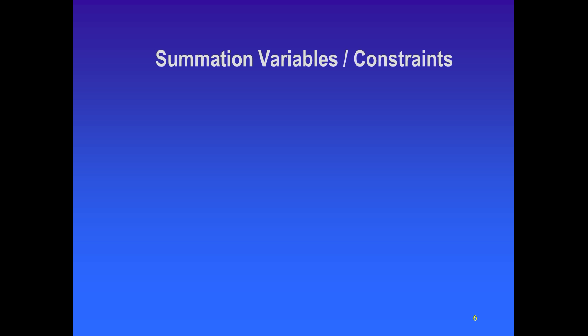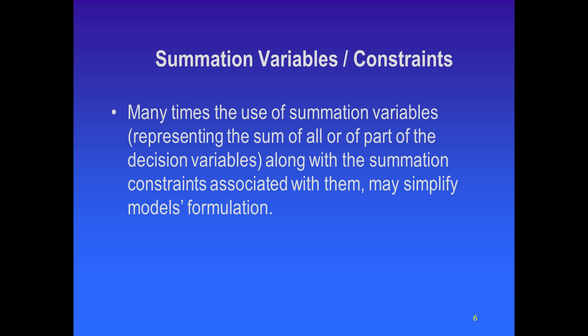Okay. So here's when summation variables are used. A lot of times I have constraints that are based on the whole, based on the final solution, which is unknown at this point. Let's say I don't know what total production is, but I know I want less than 30% of total production to be in terms of widget 1. I want no more than 50% of total production to be in widget 2. But I don't know what that total production value is at this point. So anytime we're dealing with totals or wholes, we need to set up a variable for it. The use of summation variables, representing the sum of all or part of a decision variable, with summation constraints may simplify a model's formulation.